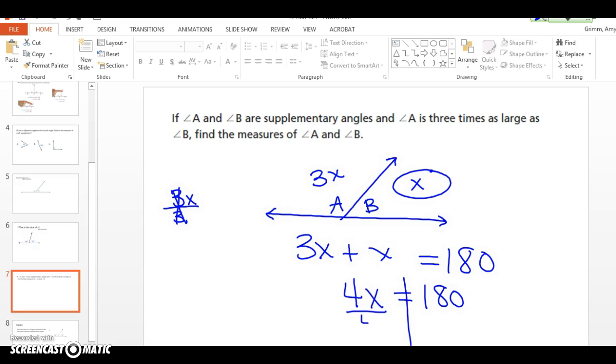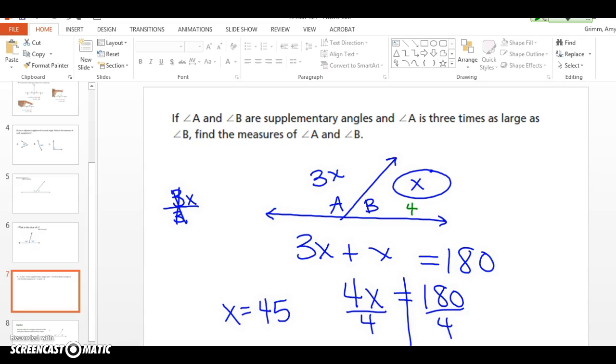Divide by 4. Good. So what is 180 divided by 4? 1. 180 divided by 4? No. 45? Oh. Well, just divide it, right? Is that right? 45? Okay. So, yeah, you can use a calculator. All right, so let's see. Hopefully we did this right.